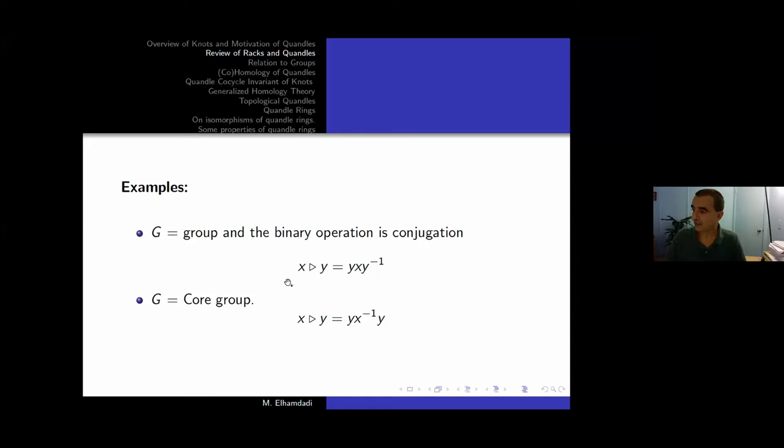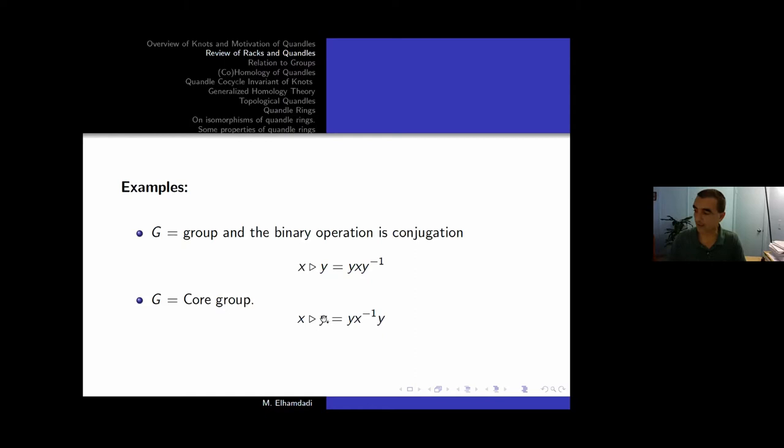The next quandle starts with a group again and considers the operation X triangle Y equal Y X inverse Y. This is called the core of the group. One can see that this right multiplication by Y is an involution. If you do X triangle Y, parenthesis, triangle Y, you'll end up with X. Again, this is an involutive quandle, and Takasaki called them kei in Japanese.